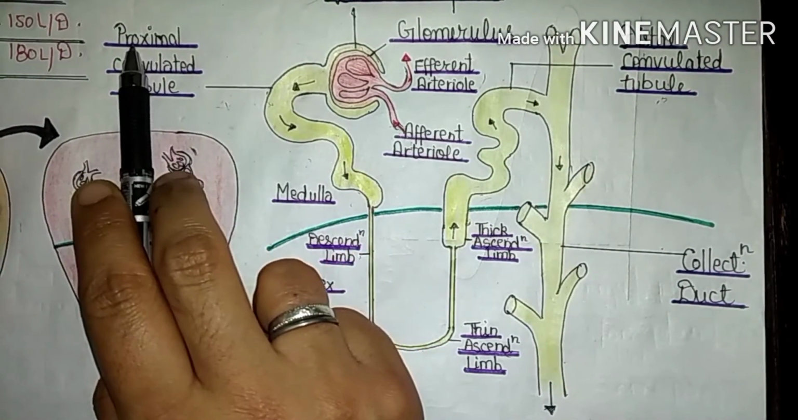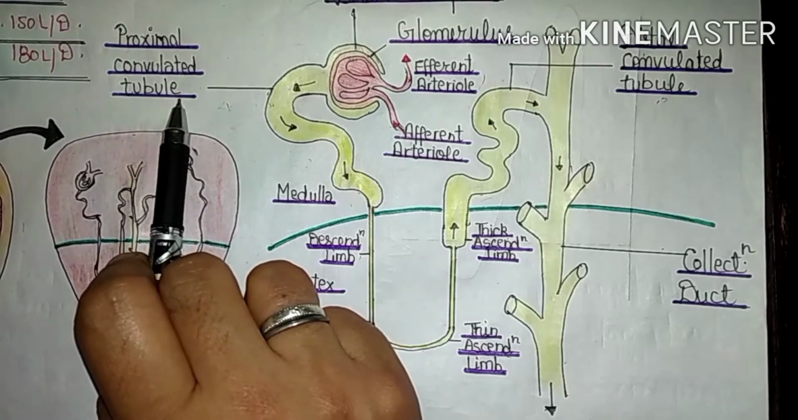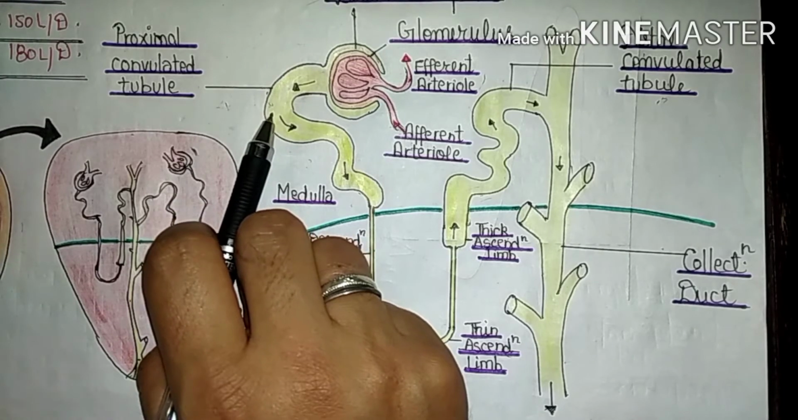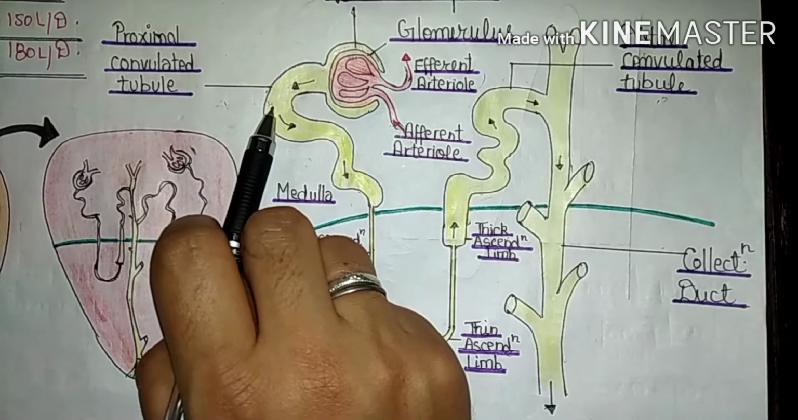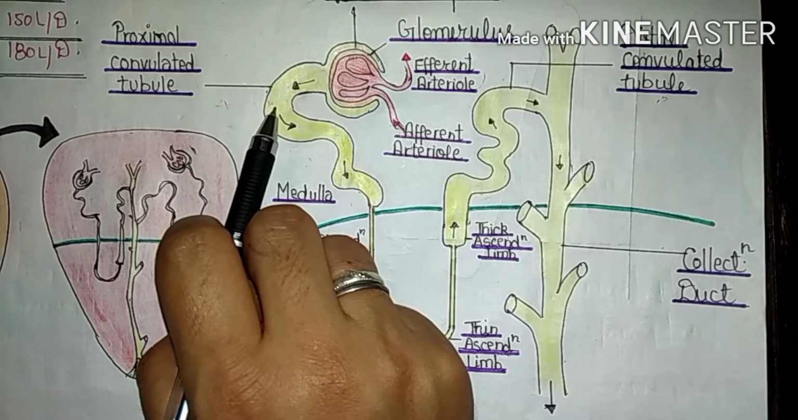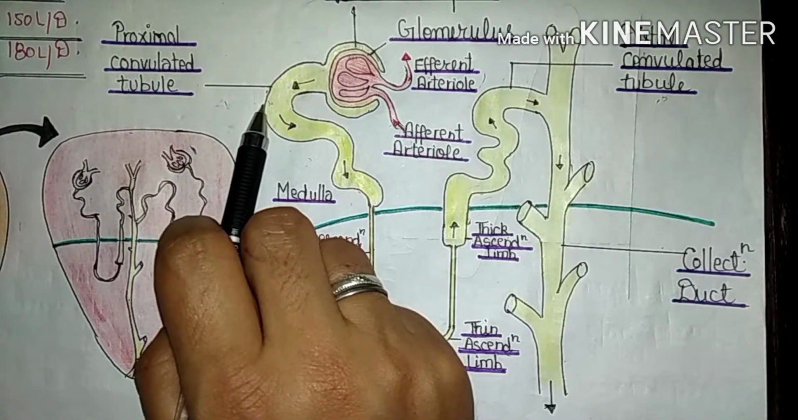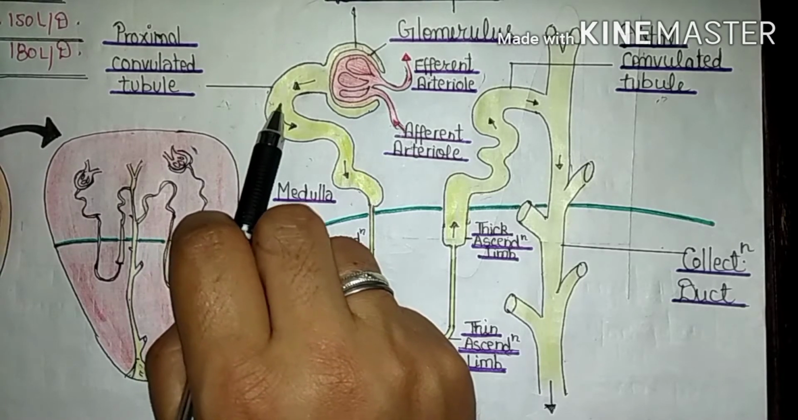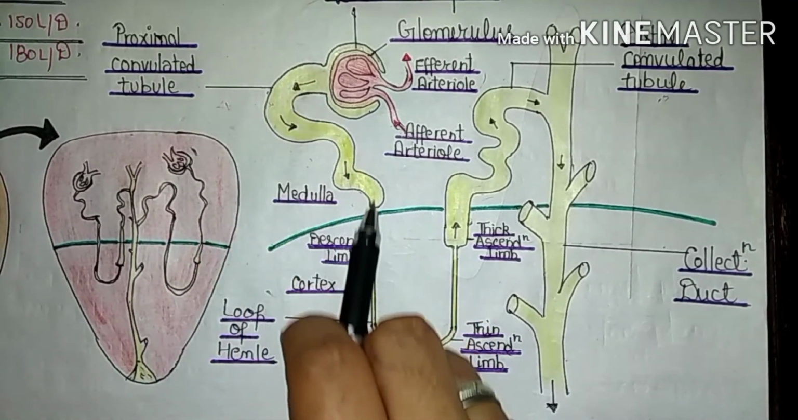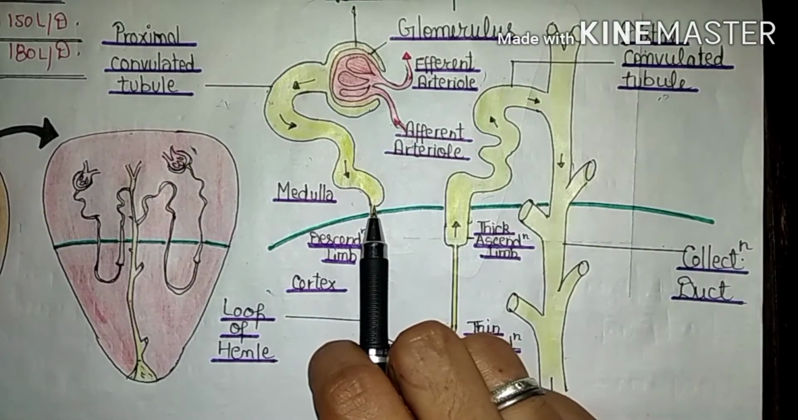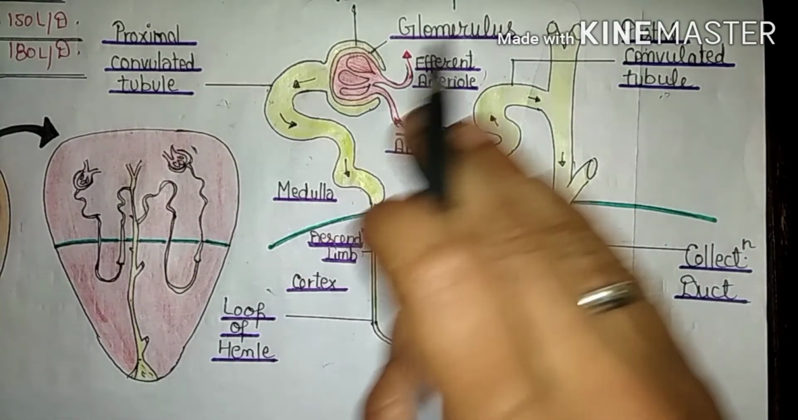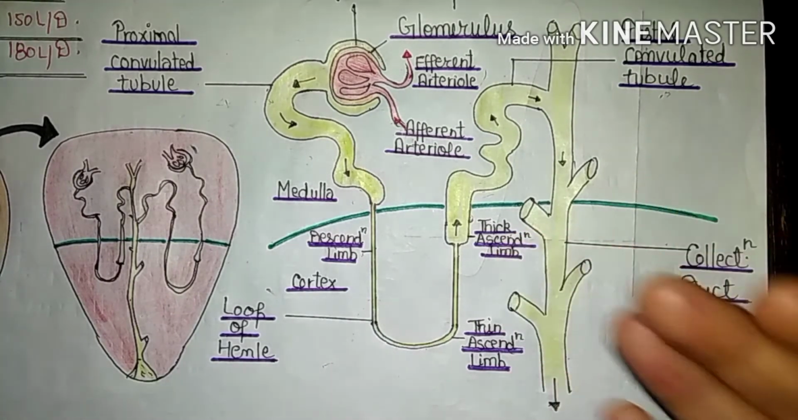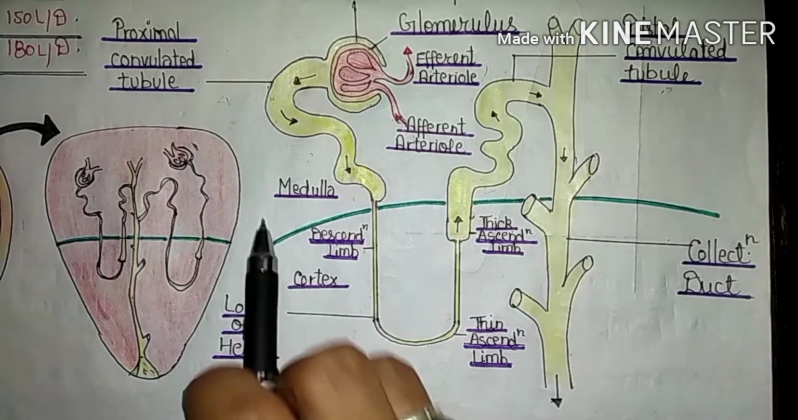Next, here is the proximal convoluted tubule, which is responsible for reabsorption. It reabsorbs beneficial products like water, and secretes the non-beneficial or waste material into this renal tubule. The secretion or reabsorption of ions, acids and electrolytes we'll discuss in the next diagram.